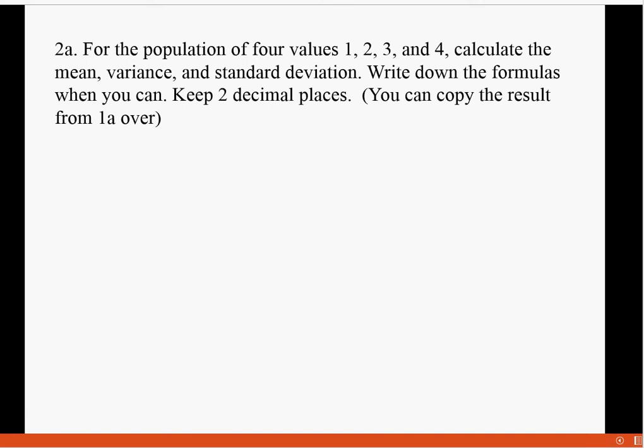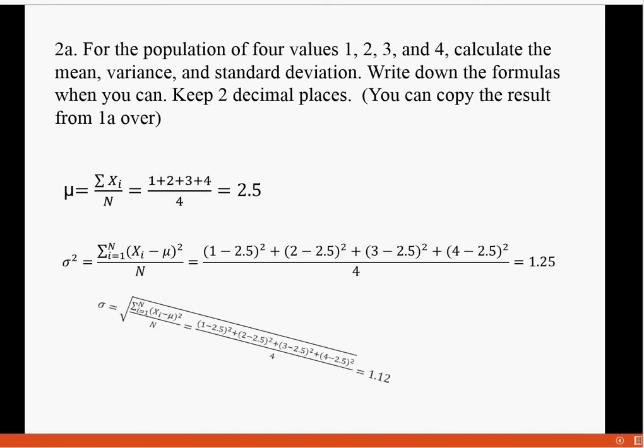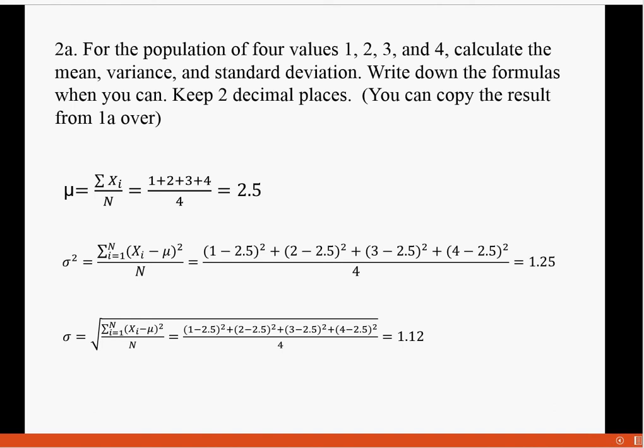2A. The population. We have the original population of numbers 1, 2, 3, 4. Again, this 2A is a duplication of question 1A. You calculate the population mean, variance and standard deviation. You can simply copy the result over from 1A. So I just copy everything over. Nothing new here. Just for completion, I had this question to duplicate the answer from 1A.